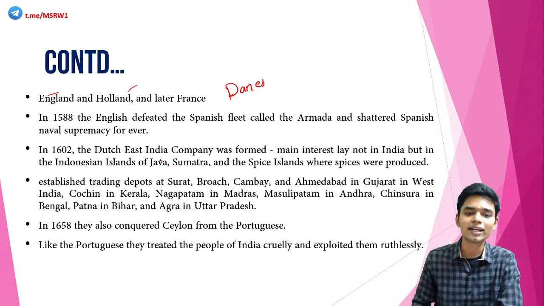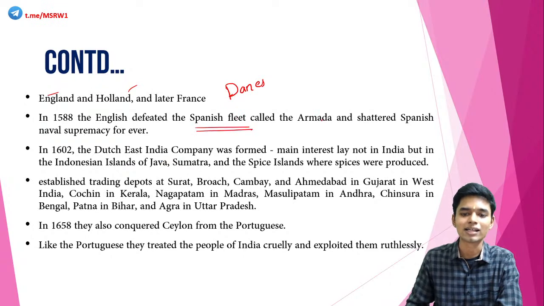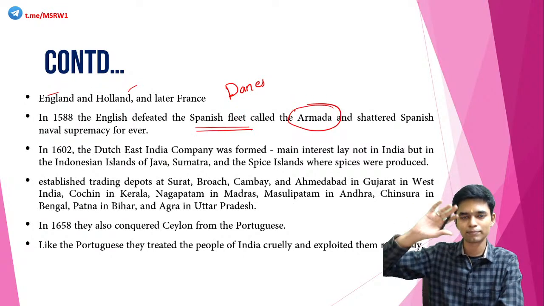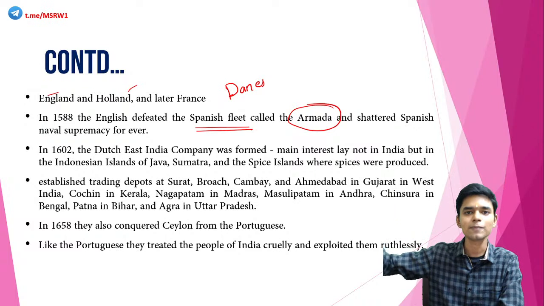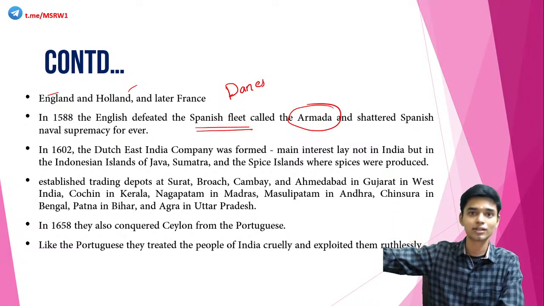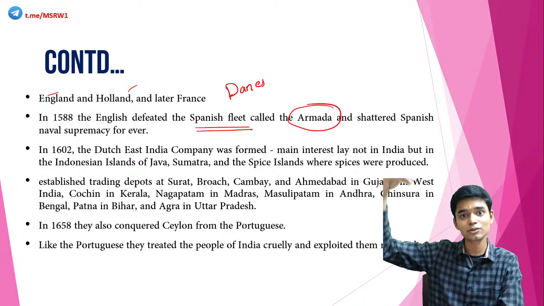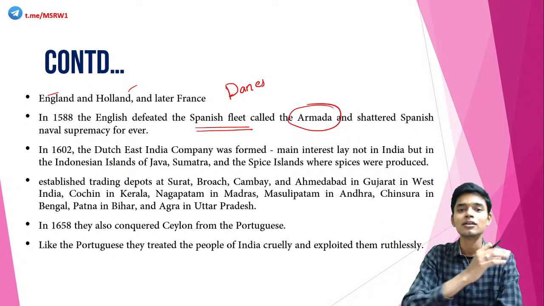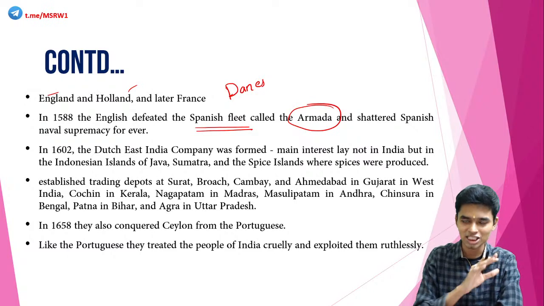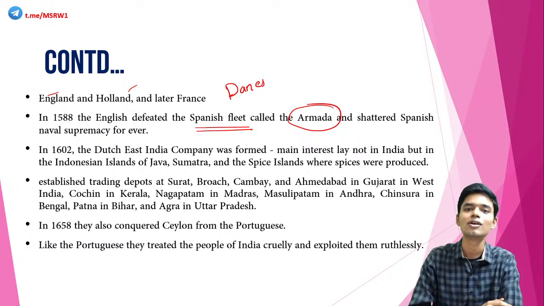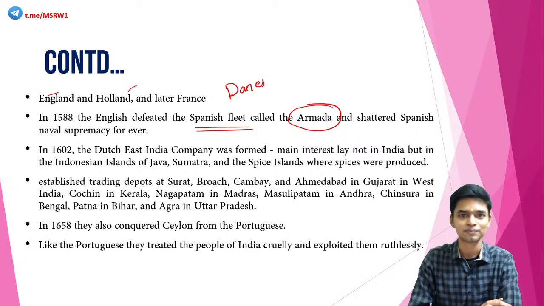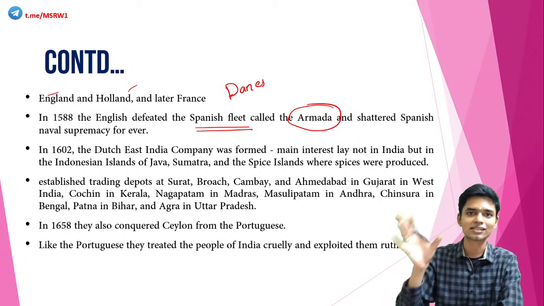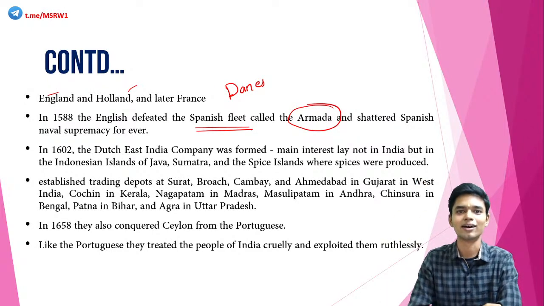In 1588, they defeated the Spanish fleet known as Armada. Armada was one of the strongest fleets around that time, and Spain was actually ruling the sea. Portuguese and Spain were the initial rulers of the sea, and English managed to defeat Spanish Armada in 1588. This shattered the Spanish supremacy over the sea forever. From now onwards, English is the number one as far as navy is concerned.